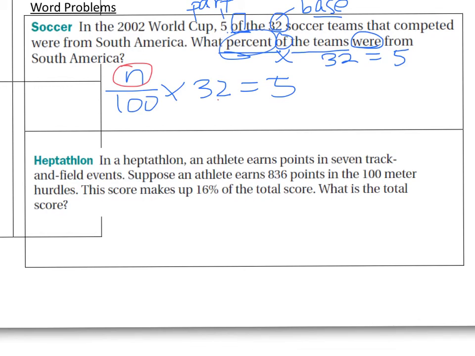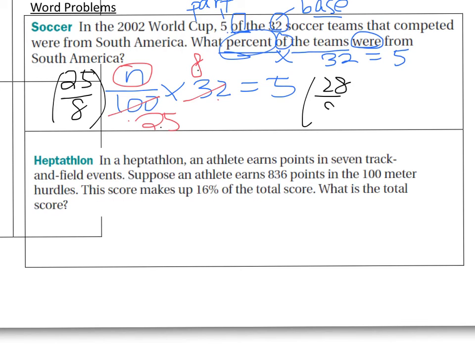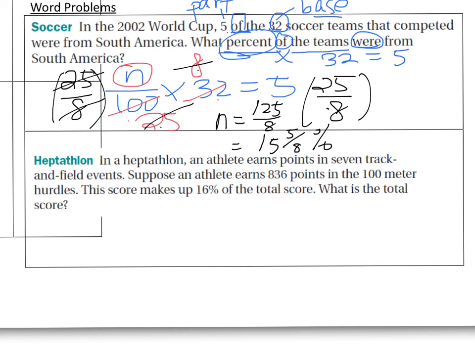Let's first simplify 32 with 100. 32 divided by 4 is 8. 100 divided by 4 is 25. And then I can take the reciprocal of 8 over 25 and multiply to both sides of the equation. The reciprocal will be 25 over 8. And then I can simplify. Let's first cross this out. And then n will be equal to 125 over 8. And then we can rewrite that as 15 and 5 over 8%. This would be your answer.